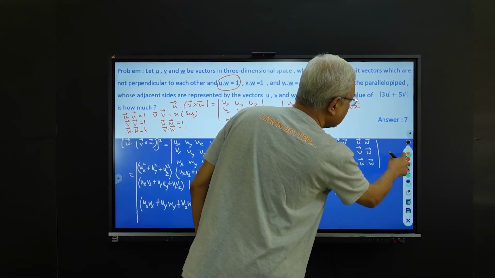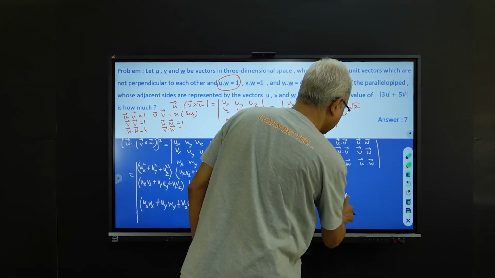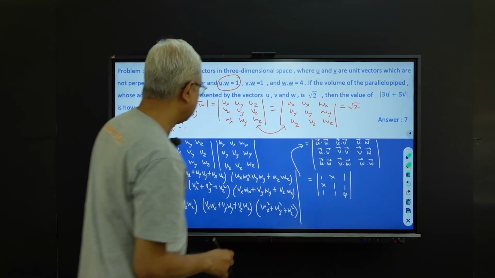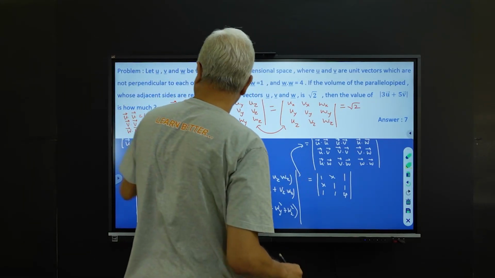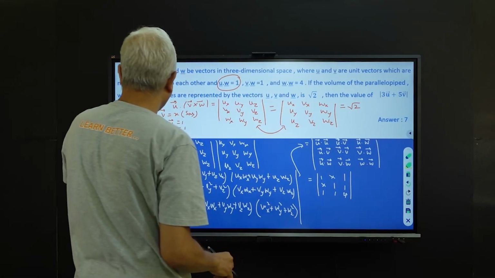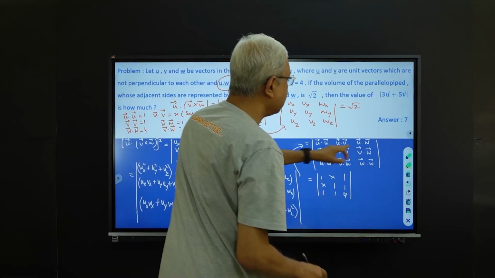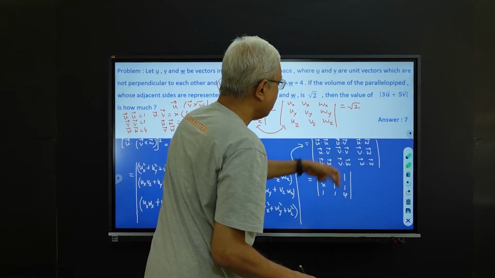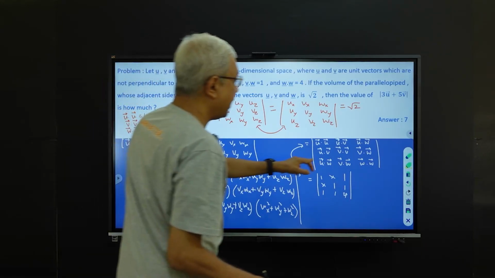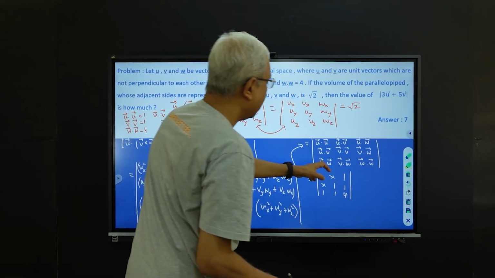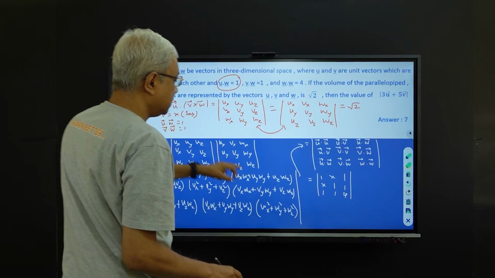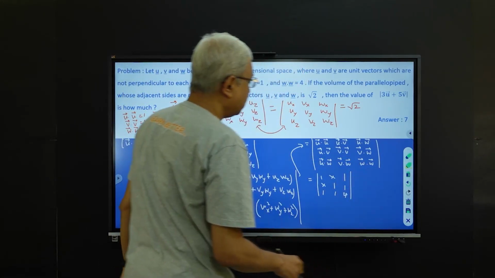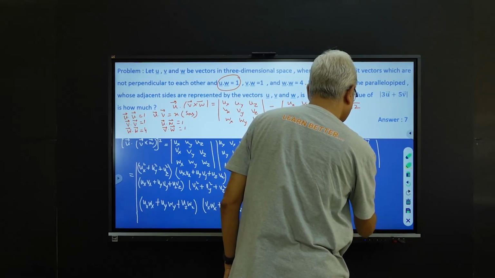So u dot u, just let me cross check, u dot u is unity, u dot v I have taken as x, and u dot w is unity. U dot v I have taken x, v dot v is unity, and v dot w is 1. And u dot w is unity, v dot w is unity, and w dot w is 4. So what is the value of this determinant?